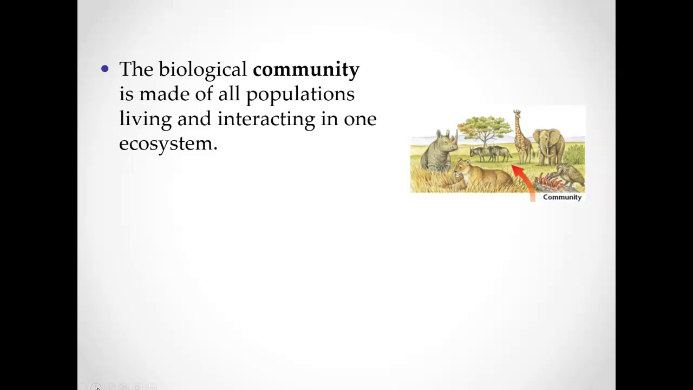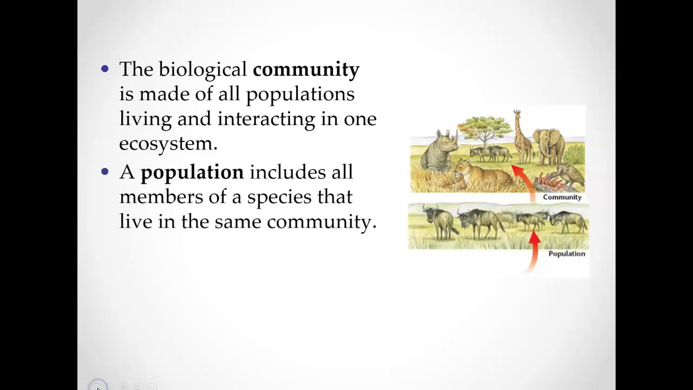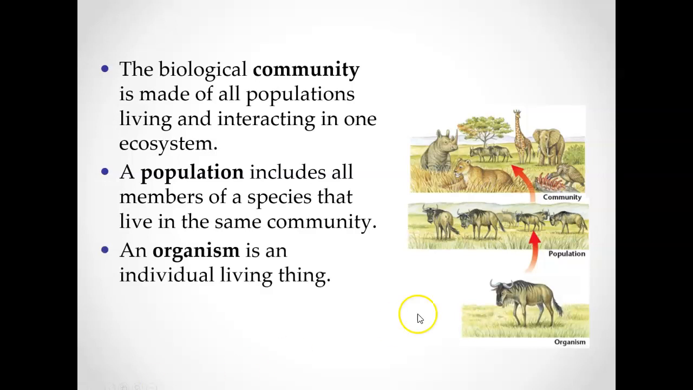A little bit more about that. The biological community is made up of all populations living and interacting in an ecosystem. A population is members of a species that live in the same community. And an organism, again, is an individual living thing, and all of those contribute to the larger biosphere.